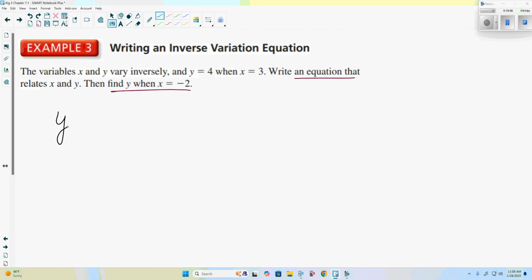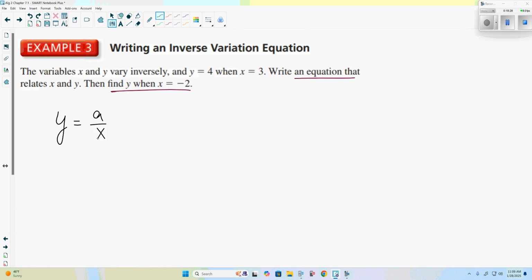Now, since it says it varies inversely, I normally start here, y equals a over x. Now, the only thing we're missing from this that we need to have the equation is the value of a. Because if I have the value of a, we can plug it in, we have the equation. So all we're missing is a.